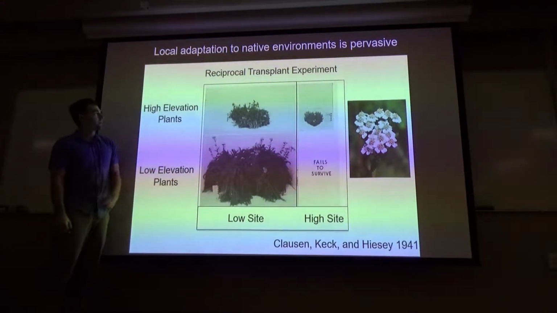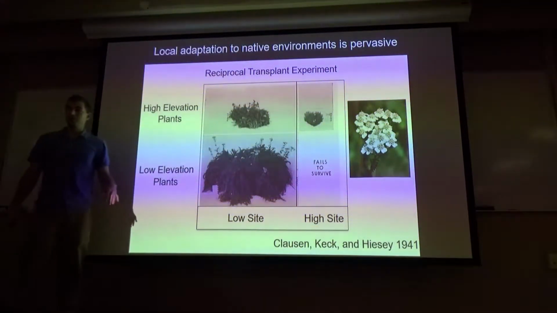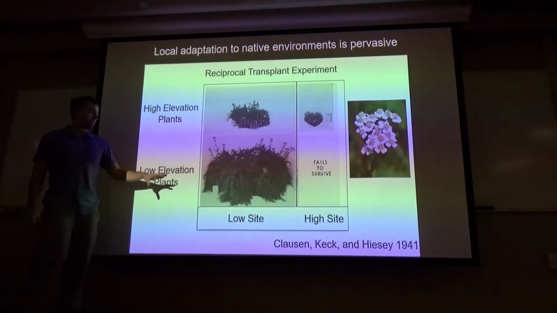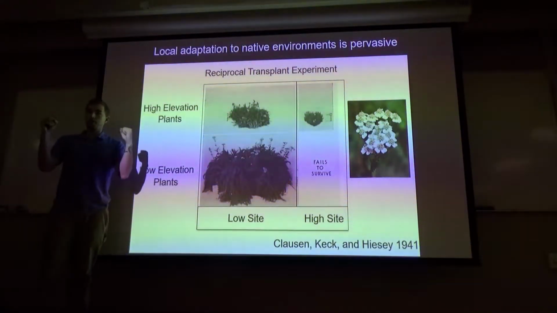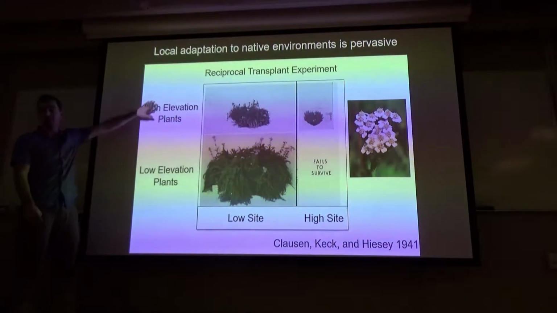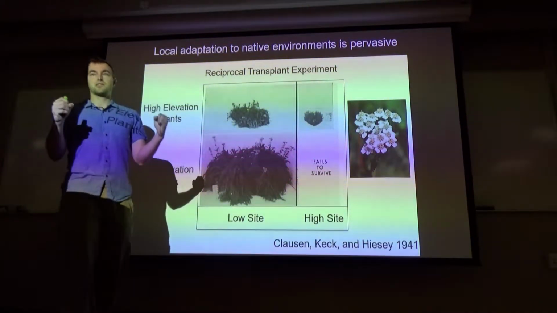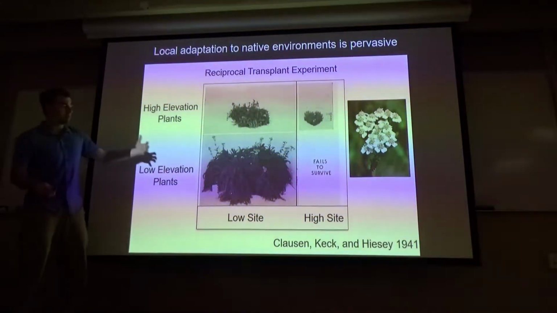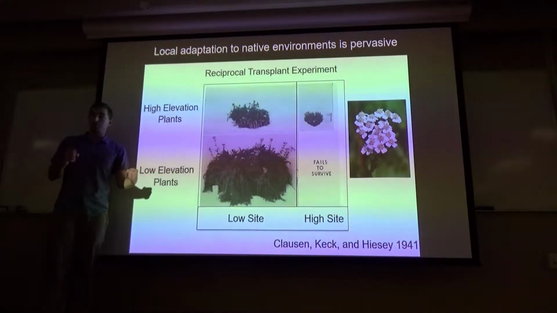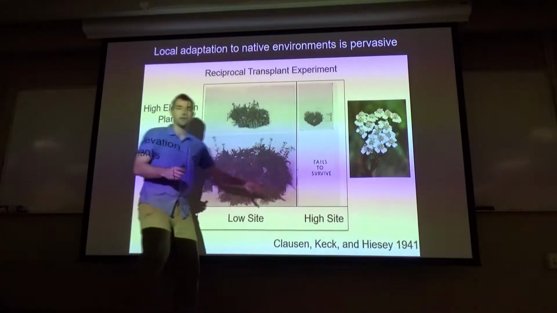And we know that from these experiments called reciprocal transplant experiments. These experiments have been done since the 1940s, and they're really simple in nature. What we basically do is we go out to two differentiated sites, let's say in this case a low elevation site and a high elevation site. We collect seeds from the organisms in those two different areas. And then we go out and we plant both the low and high elevation plants in a low elevation site and both the low and high elevation plants in the high elevation site.